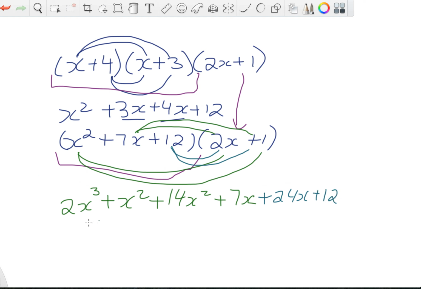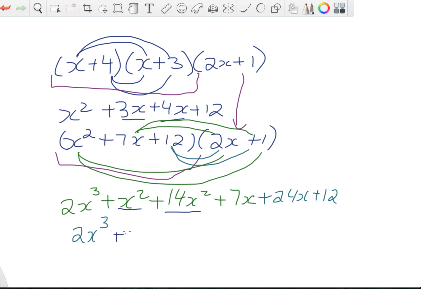Now, we want to add all the x cubes together, so we only have 2x cubed, so that's good. Then we want the x squared together, so if we do that in a different color, we have x squared here, so 1x squared plus 14x squared is that, yeah, so that's 15x squared, and that's it.